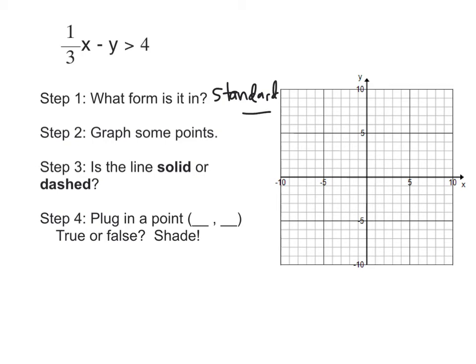But standard form, again, we always graph by using our teeny tiny table. I'm going to put a 0 in for x and find my y, and I'm going to put a 0 in for y and find my x intercepts. So if I put a 0 in for x right here, that's 1/3 times 0. This all becomes 0. Be very careful about this negative sign right here.